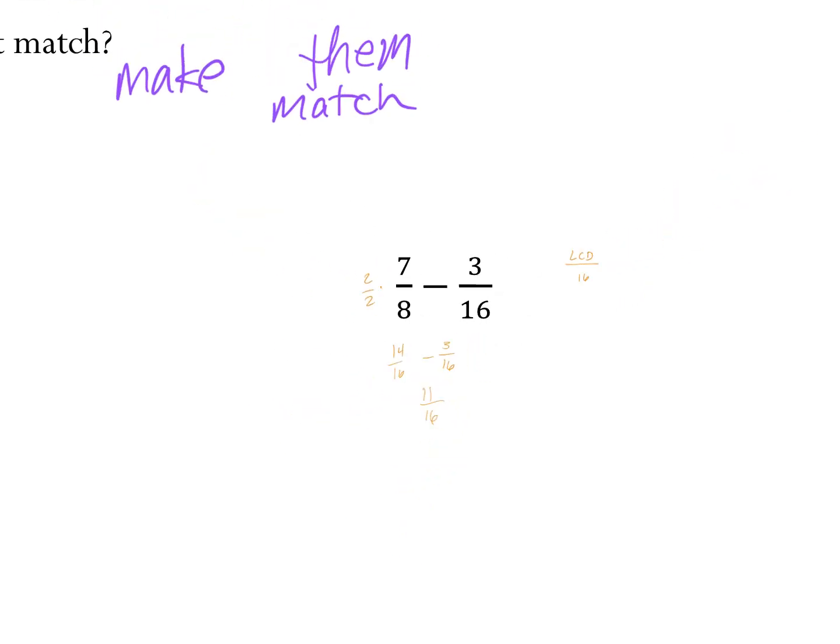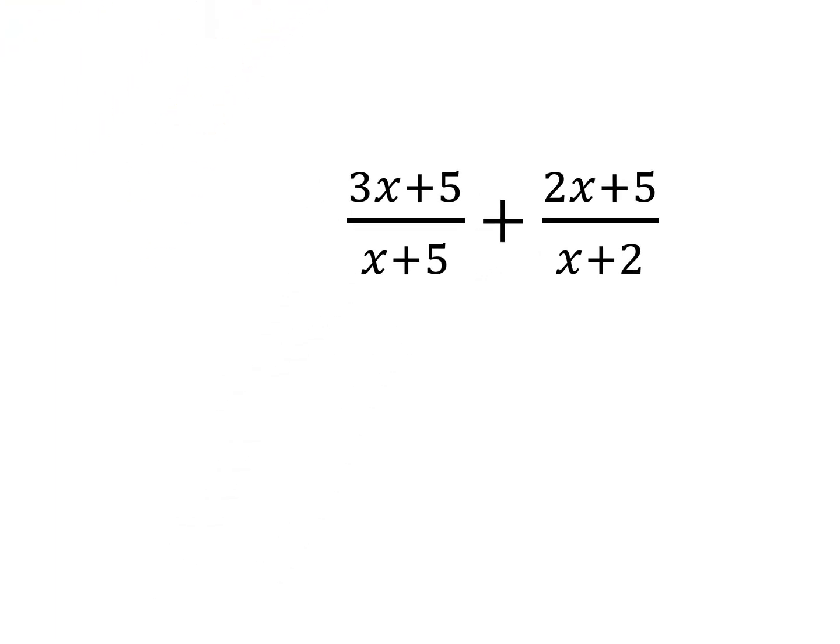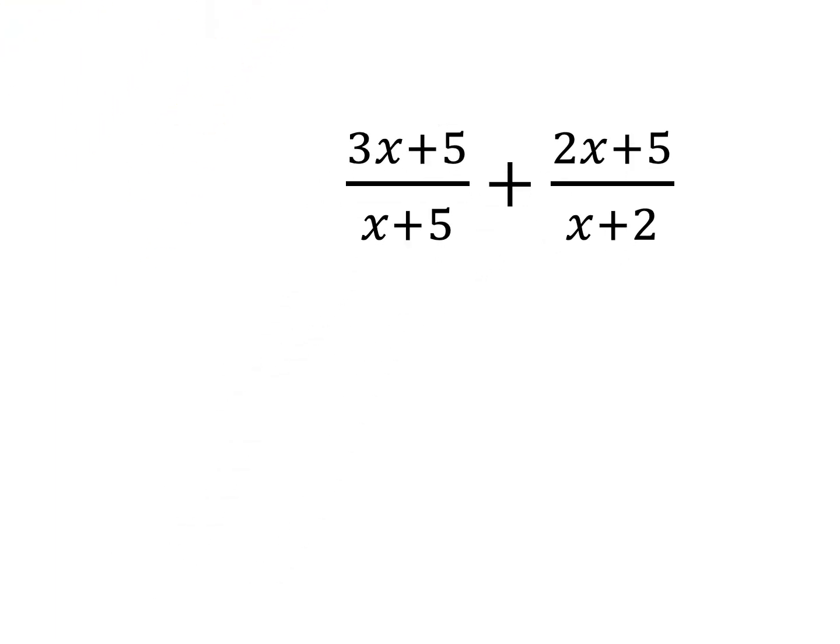So how could I make it worse? I could put letters. All right. So now, I'm just going to breathe for a second. Okay? We can all breathe for a second, right? What is my least common denominator?